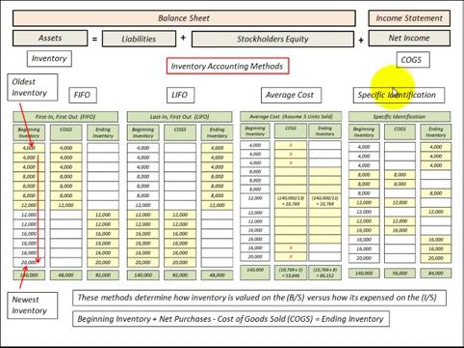Now using our specific identification method, this is where we've just taken specific items in our inventory account and moved them over to our cost of goods sold account. So we're matching our costs between our inventory account and our cost of goods sold in our income statement. Now you can see that using these methods, this is how we determine our inventory value on our balance sheet versus how we expense it on our income statement.